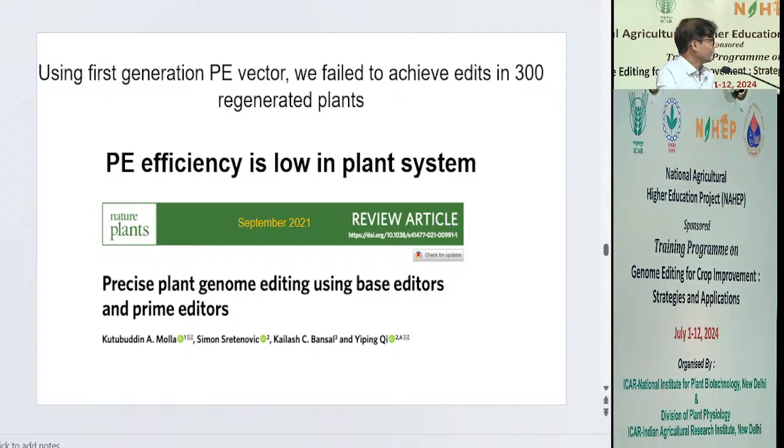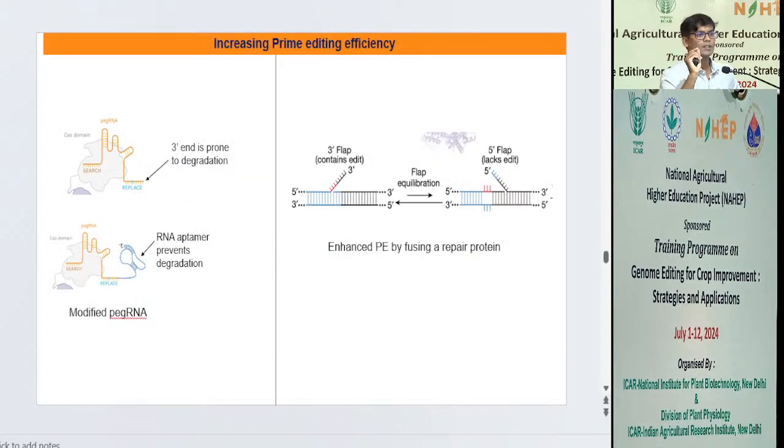One is, suppose this is a pegRNA, and where is the replace section? Quickly tell me, which end is it at? The replace section is at the 3 prime end, and in the replace section, what is coded is the edit that you want to make. But the search section is where? Here in the 5 prime end.